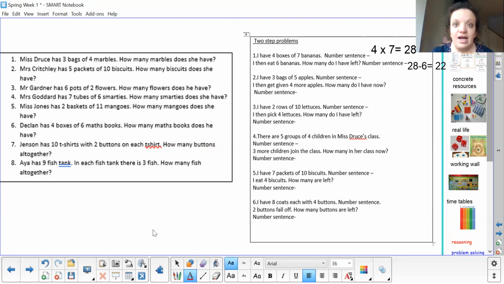So you can have a right go now at this one or these ones and work out the answers. And remember, as always, send your answers to year2@thepalmeracademy.com.